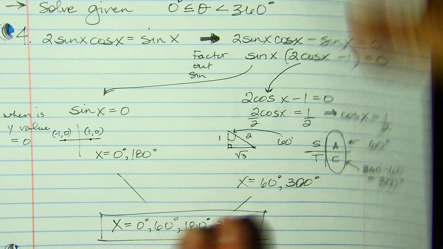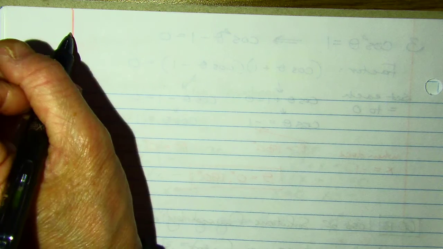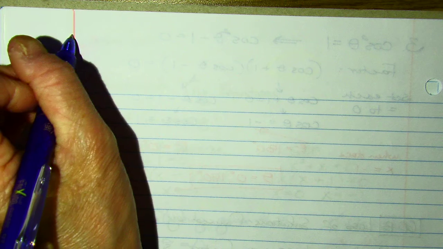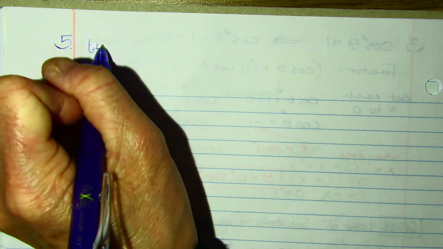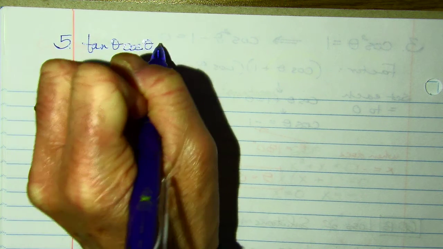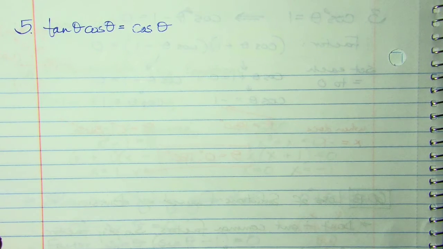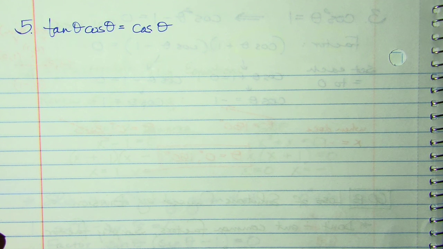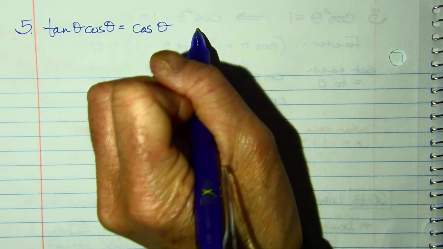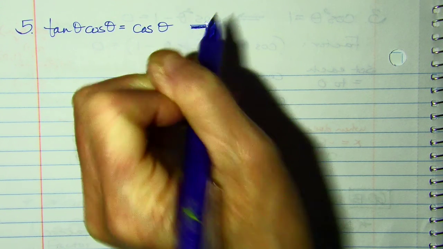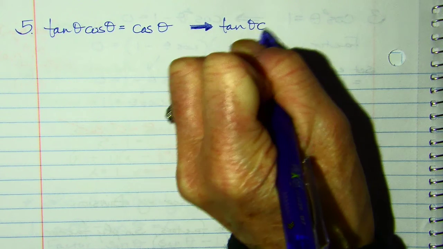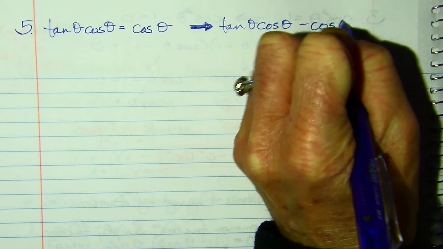All right, we're going to do one last problem, and then that will wrap up this section, and I will go over the problems to skip on your homework. So last one, number 5. The tangent of theta times the cosine of theta equals the cosine of theta. So again, I'm not going to divide by cosine because that completely cancels that trig function. I'm simply going to get it all on one side and factor it. So I'm going to rewrite this. This is the tangent of theta, cosine of theta, minus the cosine of theta equals 0.